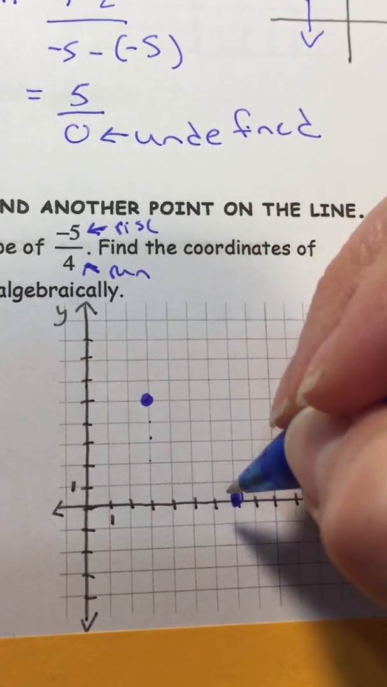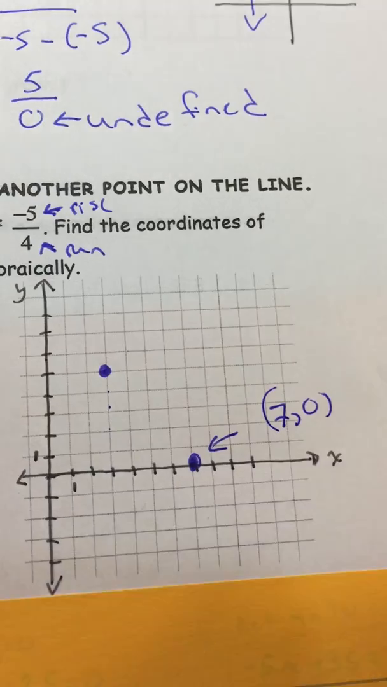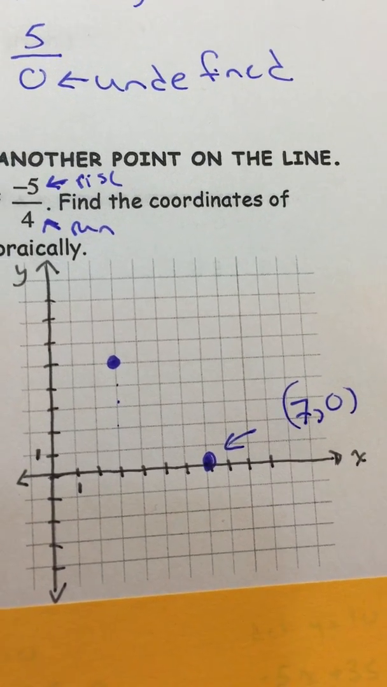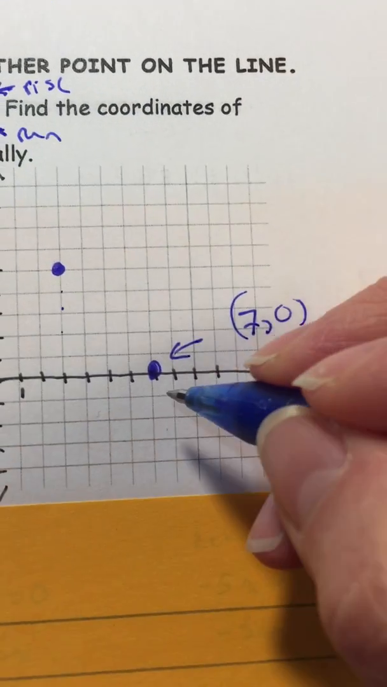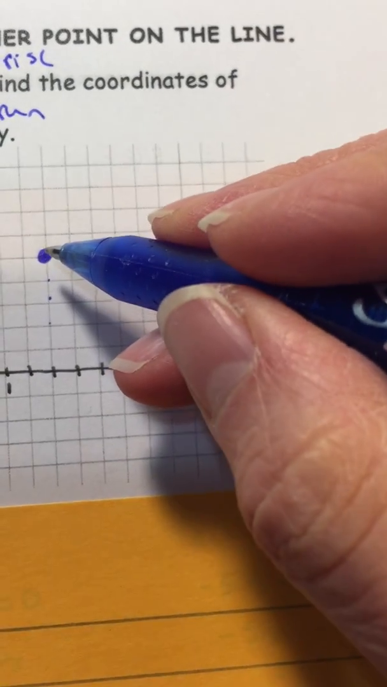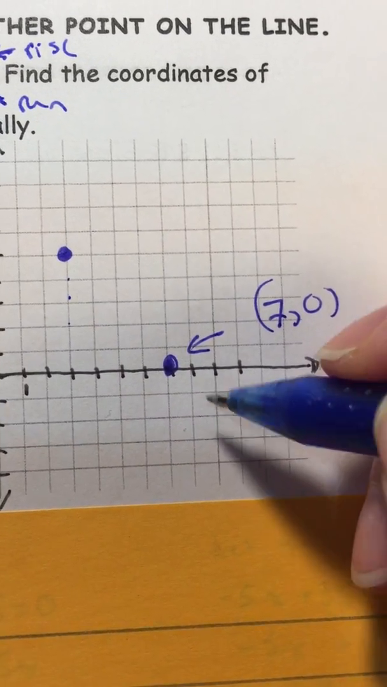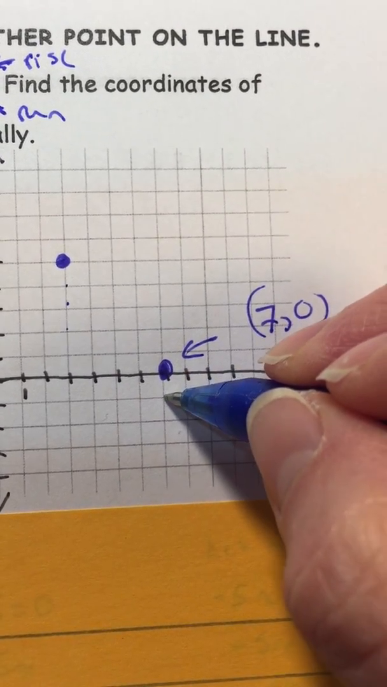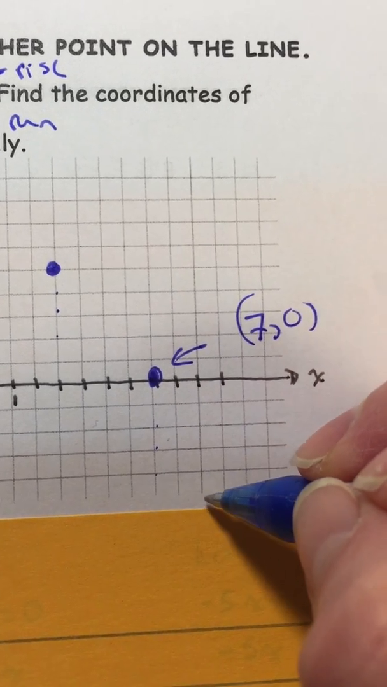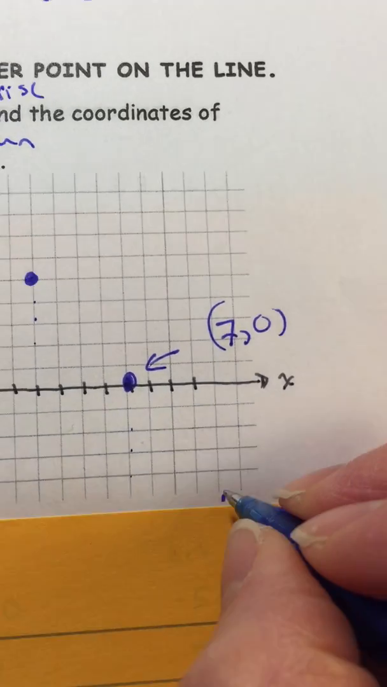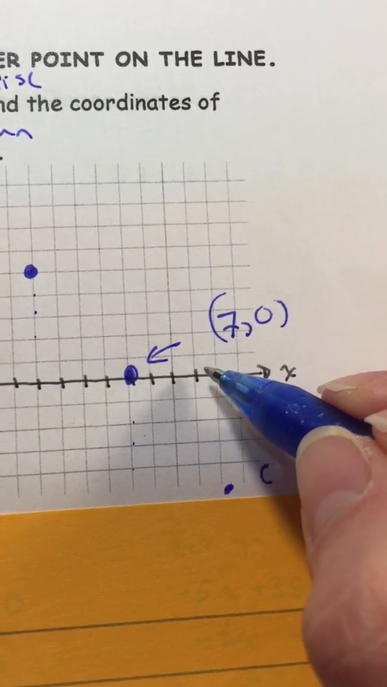Okay, so that gets me to another point, and its coordinate points are 7 over 0 up. I could also continue on with the same pattern. If I know the slope is -5 over 4, I could keep going because I know the slope is constant for the whole line. It doesn't change. I could go down another 5, 1, 2, 3, 4, 5, and over another 4, 1, 2, 3, 4. And I would get the point 8, 9, 10.